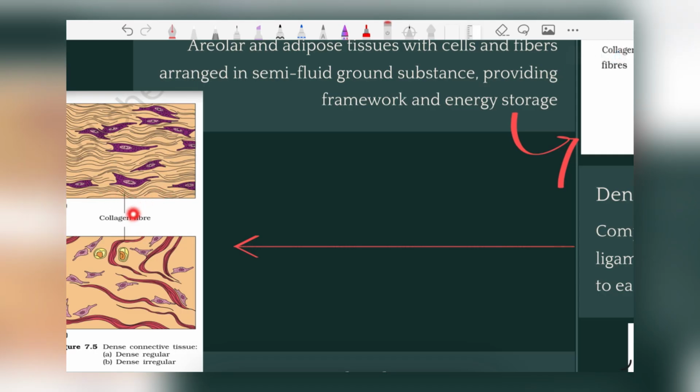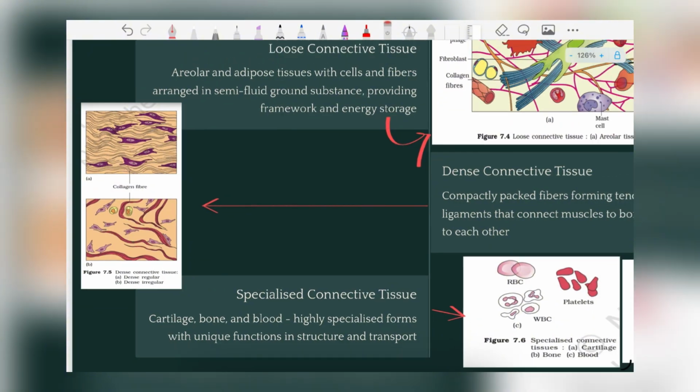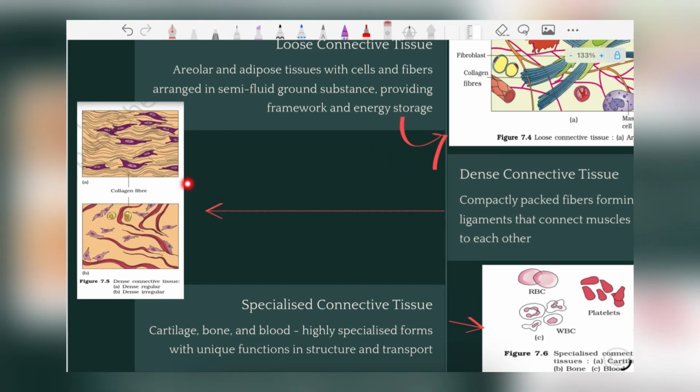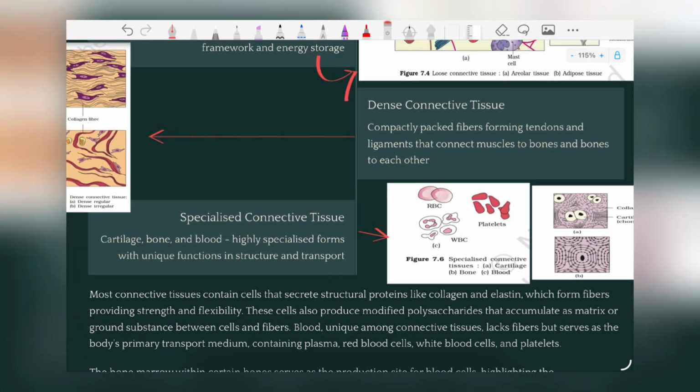Thread-like structure. As you can see, these are the collagen fibers, and this is dense regular, arranged regularly, and this is dense irregular, arranged irregularly.